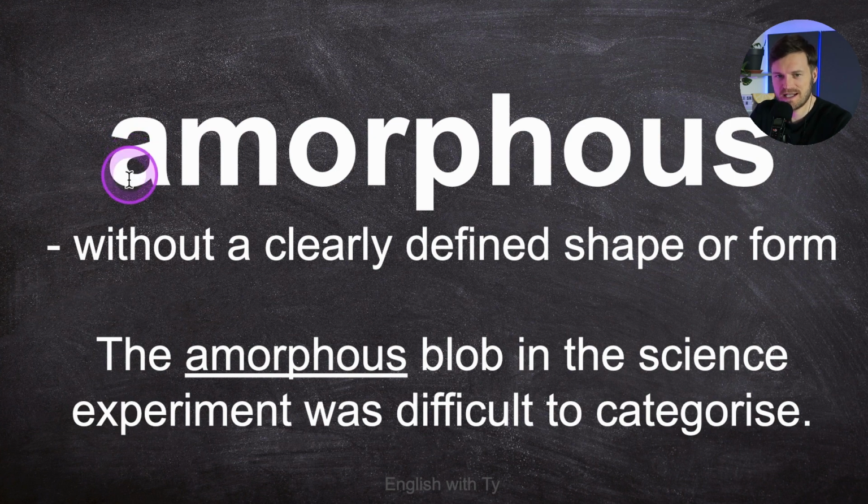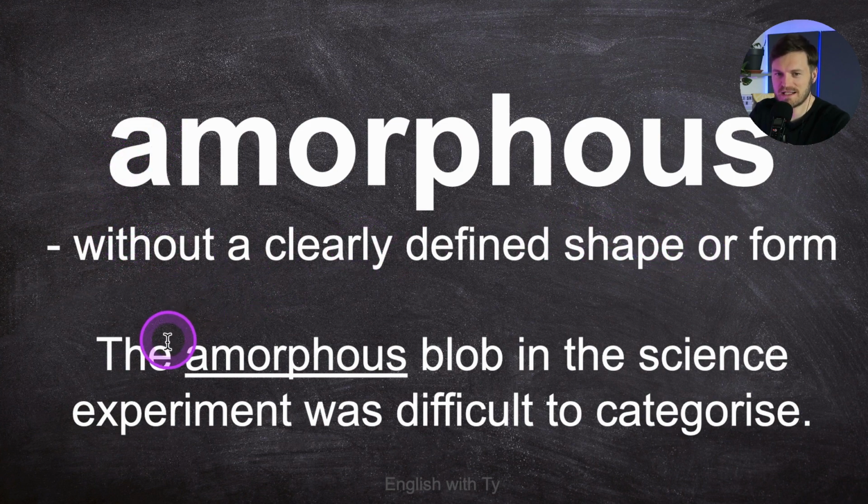I would not necessarily say amorphous for some reason. I don't know. It just doesn't come naturally to me. But again, both versions are correct. That's what I'm trying to tell you here. That it's okay to use the British English version and it's okay to use the American English version. Amorphous or amorphous. Again, it means without a clearly defined shape or form.